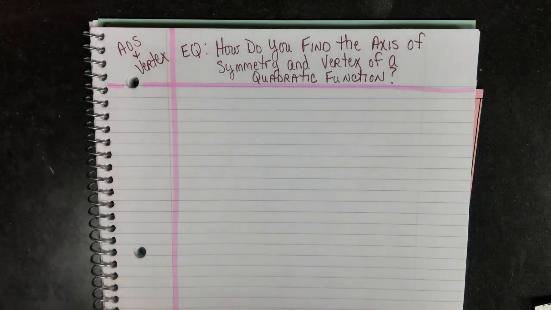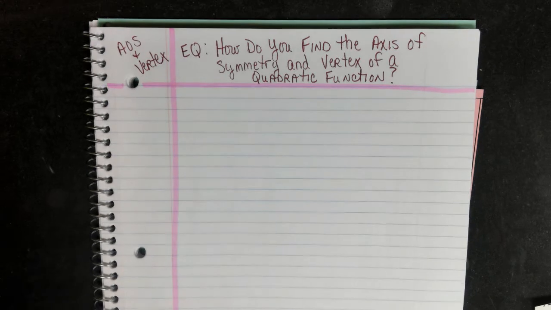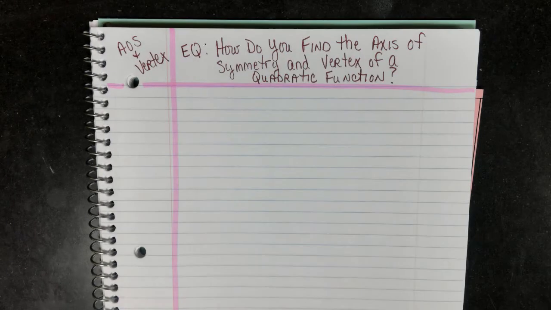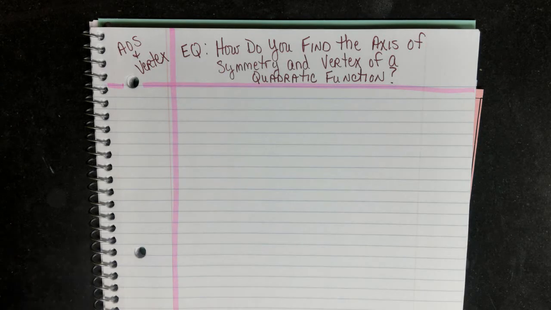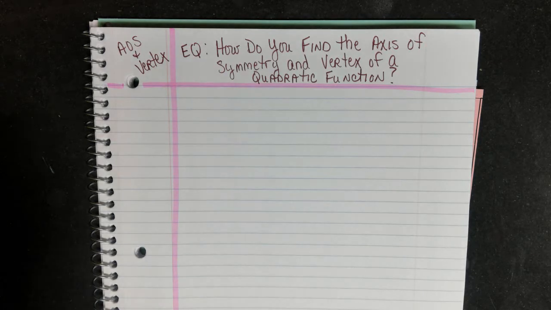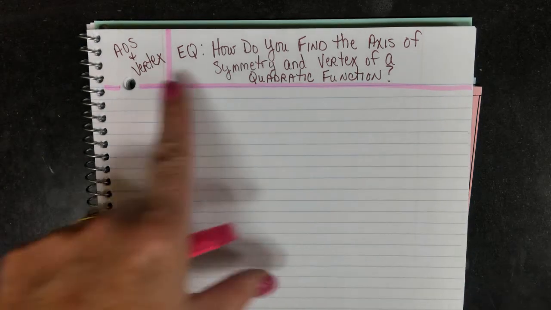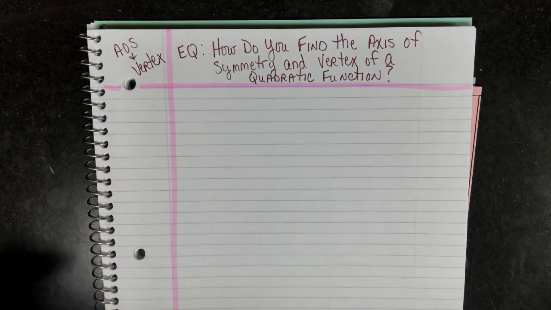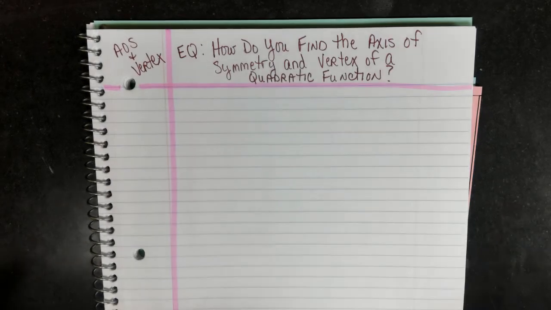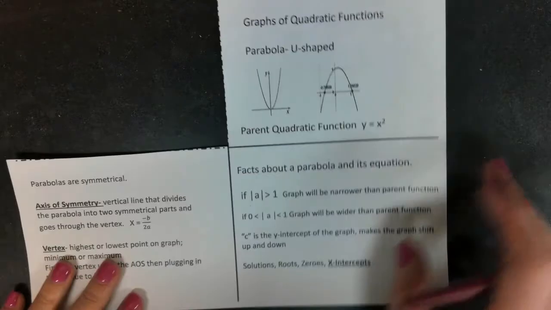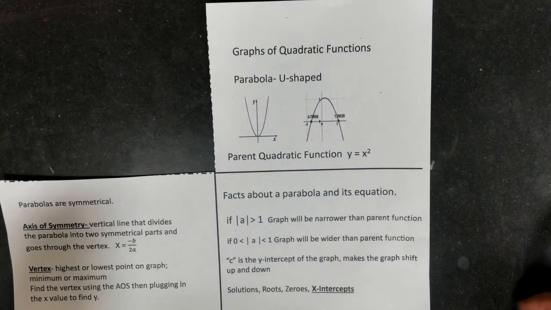Today we're going to look at characteristics of a quadratic function, and we're specifically going to focus on finding the axis of symmetry and the vertex. So I want to fill you in. Here's your essential question. I want to fill you in first on some features, some vocabulary about a quadratic function.